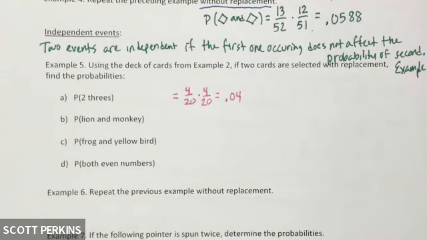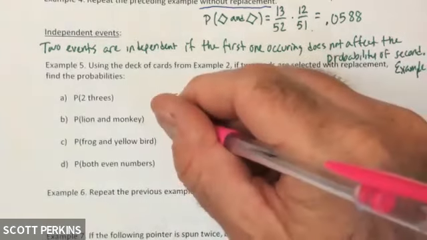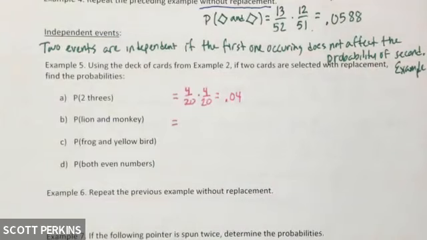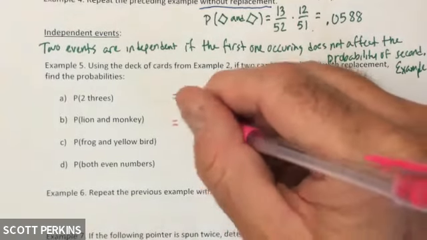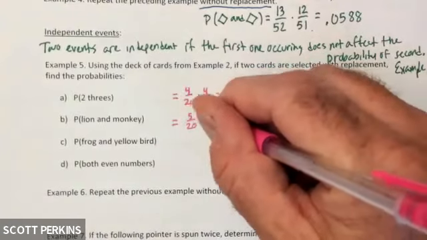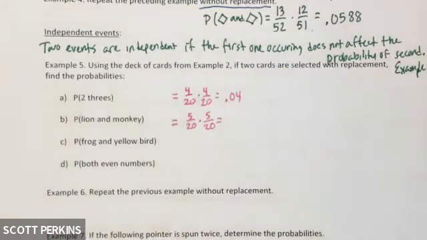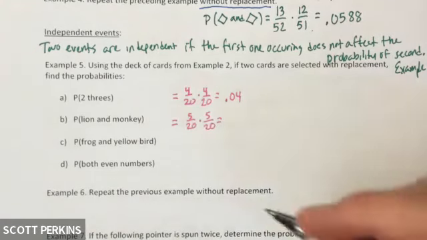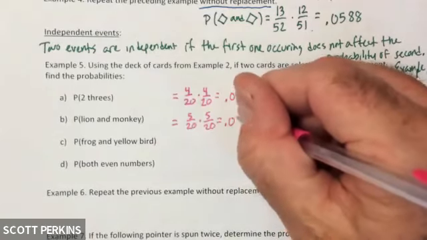The probability of a lion and then a monkey, okay? Well, what's the probability of a lion? Yep, indeed, 5 out of 20. And then a monkey, I think, is the same thing, 5 out of 20. And so that is 25 divided by 20 divided by 20. And I believe that we are going to get 0.0625.